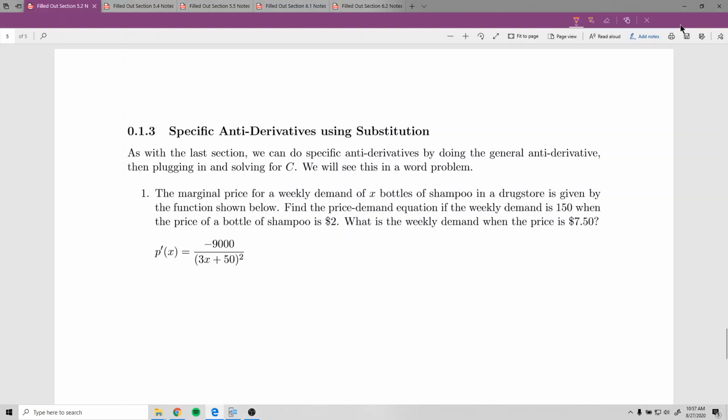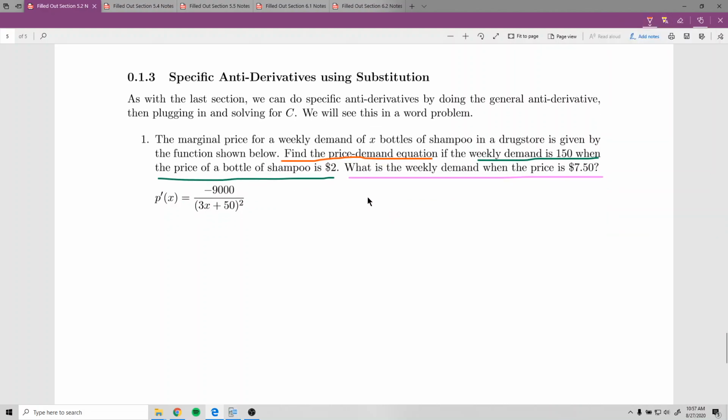If the weekly demand, let's go ahead and underline that. We want to find P of X, so we need to integrate. If the weekly demand is 150 when the price of bottle of one shampoo is $2, right? So this is telling us to integrate. This is telling us how to solve for C. And then the last question here is telling us to figure out something with our equation. And we'll leave that on the back burner for a second. But find the price demand equation.